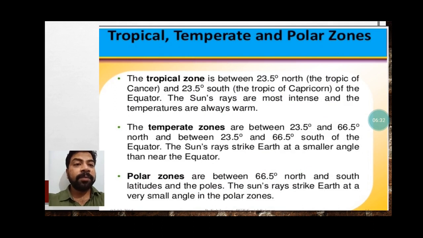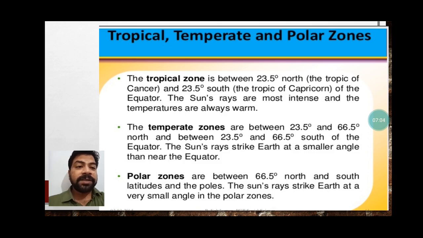Tropical, temperate and polar zones. The tropical zone is between 23.5 degree north, the Tropic of Cancer, and 23.5 degrees south, the Tropic of Capricorn, of the equator. The sun's rays are most intense and the temperatures are always warm. So above, we have seen that the Tropic of Cancer divides India into two parts, and we have two different types of climate, the tropical as well as the subtropical.